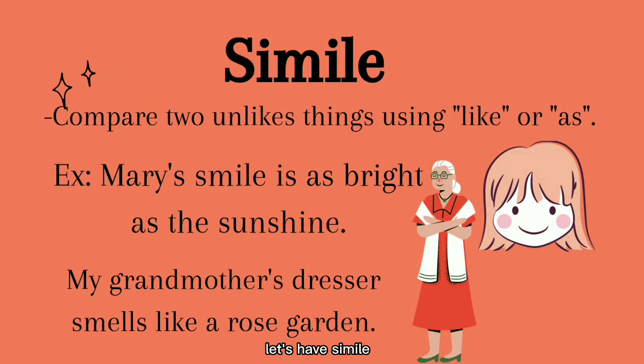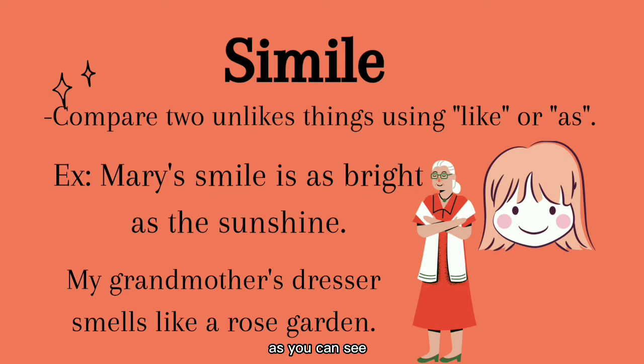Let's have simile first. Simile. Compare two unlike things using like or as. For example, Mary's smile is as bright as the sunshine. Why is this an example of simile? Because it compares two different things, Mary's smile and sunshine, and it uses as.